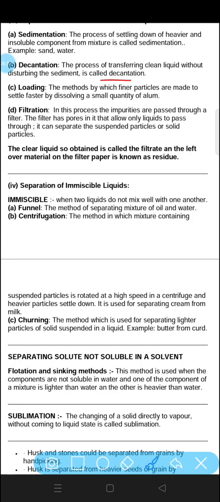Next is loading. This is the method by which finer particles are made to settle faster by dissolving a small quantity of alum. Alum is added to make them settle faster. Next is filtration. It is a process in which impurities are passed through a filter. The filter has pores in it that allow only liquid to pass through. For example, we can take the example of water filters.